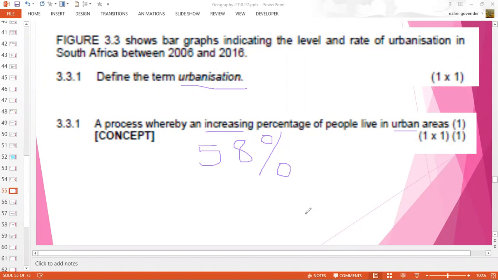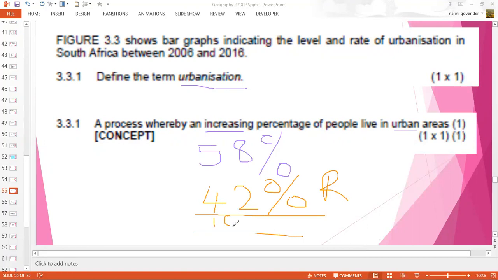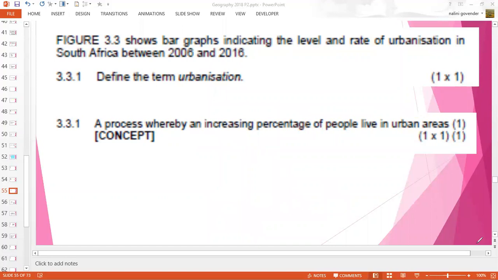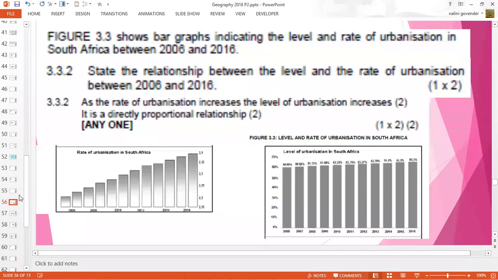And yes, you are right. That will mean that 42% of the country's population will be still living in the rural areas. So should we add these things up, you must get a perfect score of 100%, more like your mark in geography. All right, so don't forget this: an increasing percentage of people living in the urban areas. We'll talk about urbanization.